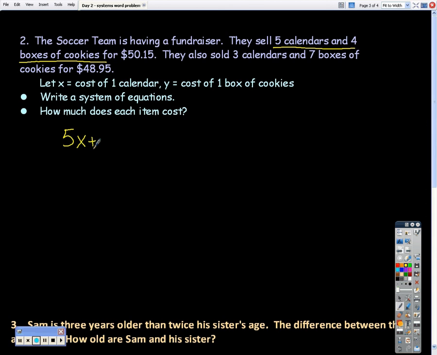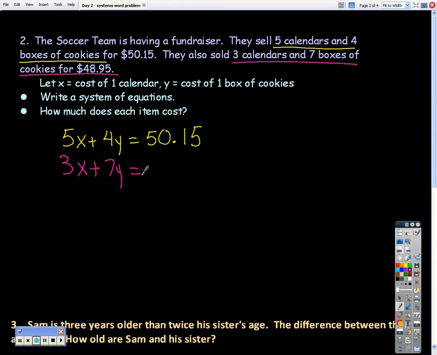5x plus 4y equals 50.15. And then 3 calendars and 7 boxes of cookies is going to become 3x plus 7y equals 48.95. Okay, so again, we're going to use elimination, and we have to multiply both equations in this situation. I'm going to eliminate the x's. It really doesn't matter what you choose. I'm going to multiply the first equation by 3 and the second equation by -5.